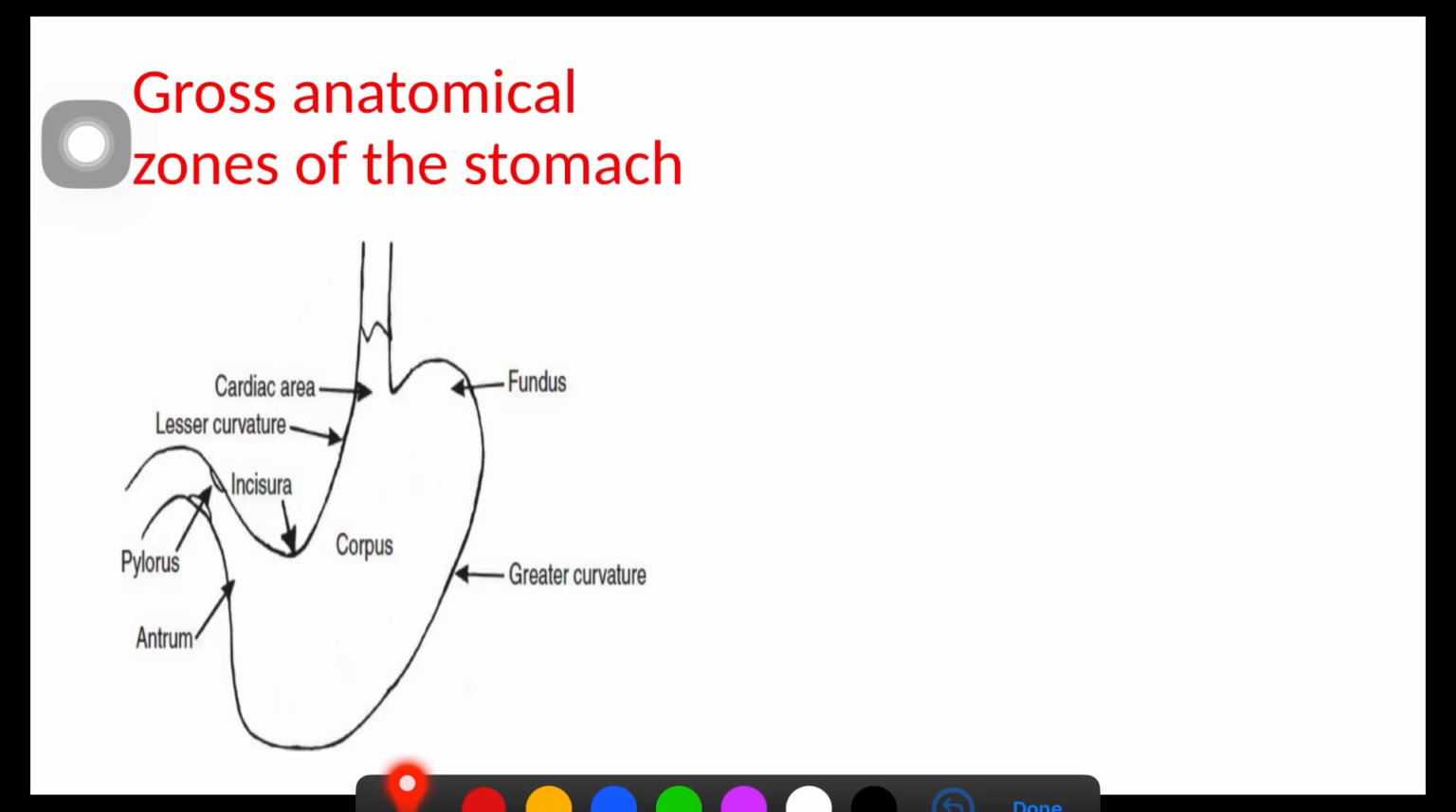Now see, this is the diagram where you can identify the esophagus, GE junction, and the cardiac area near the GE junction. This is the fundus, and the corpus, which is the body of the stomach. Here you can identify the greater curvature, this is the lesser curvature, this is called the incisura, and the pylorus, which is attached to the duodenum. Before the pyloric end you can see the antrum.